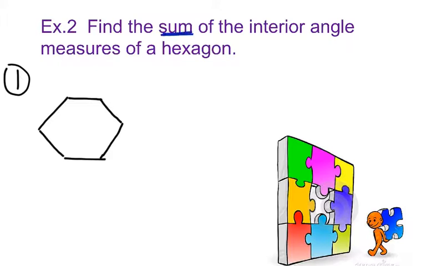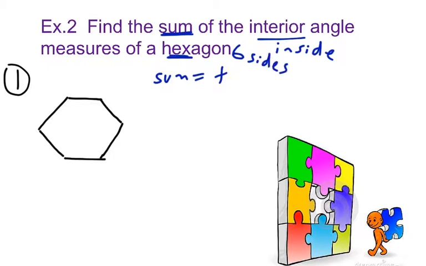All right, sum. First off, the word sum means add. Interior means inside. And I know a hexagon has 6 sides. So right now I'm kind of drawing out or defining everything in my question to make sure I understand it. And there's one more thing.